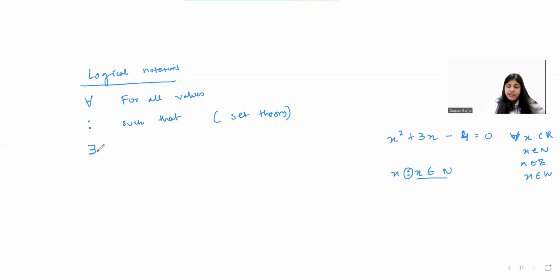When I write an opposite of E, inverted E, flipped E, it means there exists. There exists an X which belongs to R. I can write this as there exists an X which belongs to the natural numbers, or there exists a Y which belongs to real numbers, such that x plus 1 is equal to 5. Okay. So there exists an x, obviously, a natural number which will satisfy this equation. Clear? Am I clear with what is there exists?